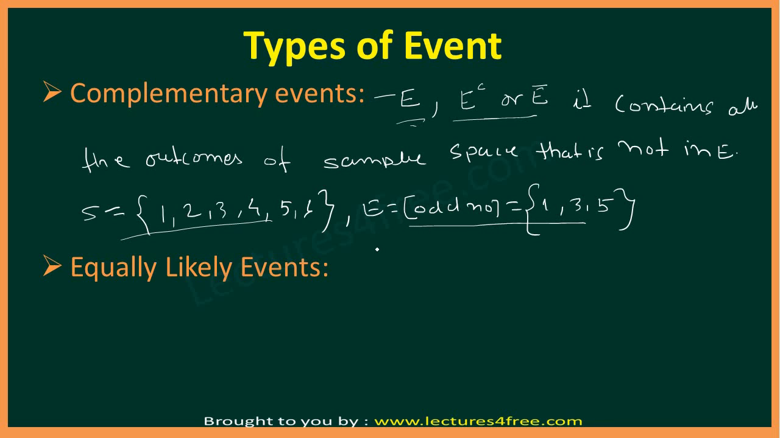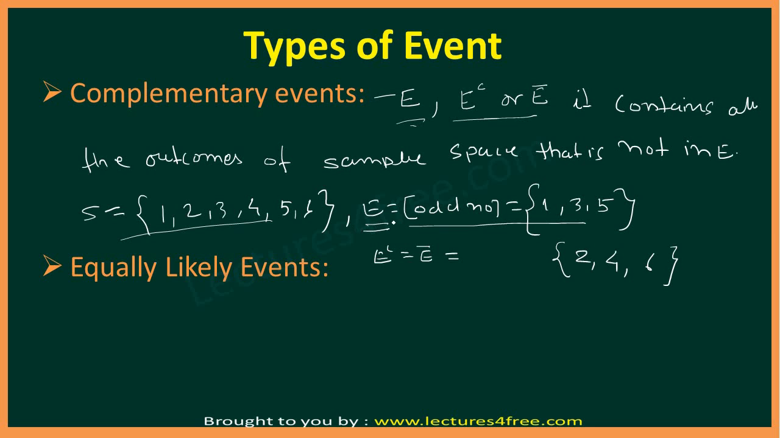So our complementary event will be E C, or we can say E bar. So it will contain all the outcomes of the sample space that are not in our event. Here in this event we have 1, 3, 5. So let's remove these outcomes and write the rest of the outcomes of the sample space. So we can write here 2, 4, and 6.